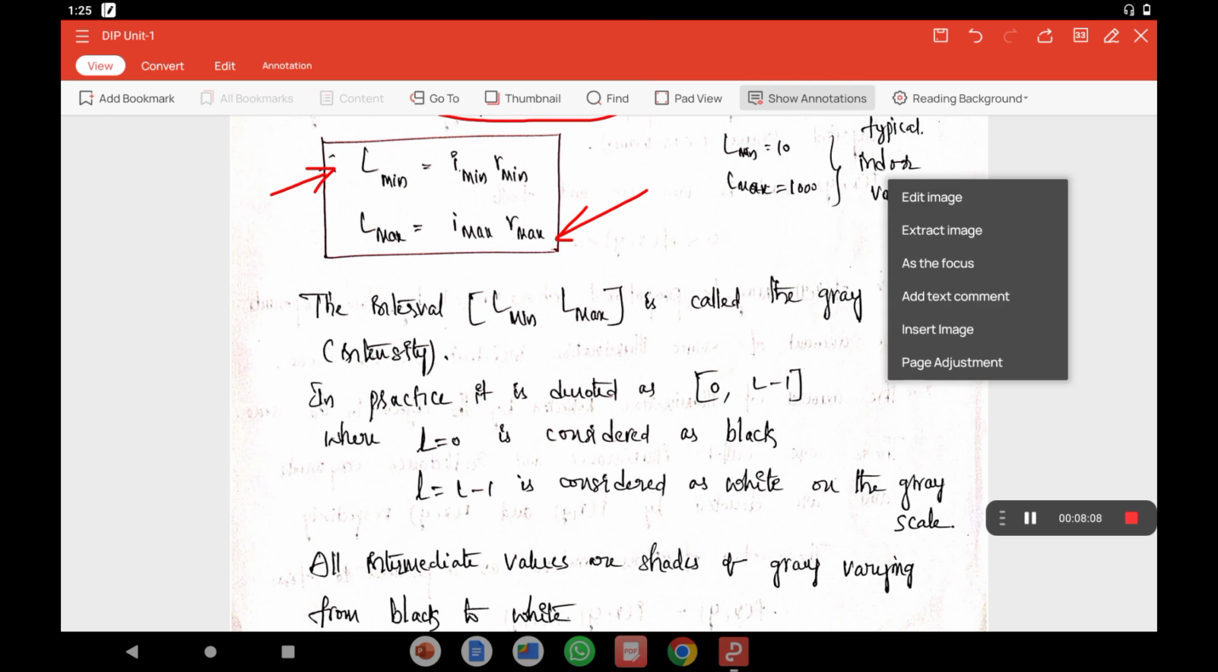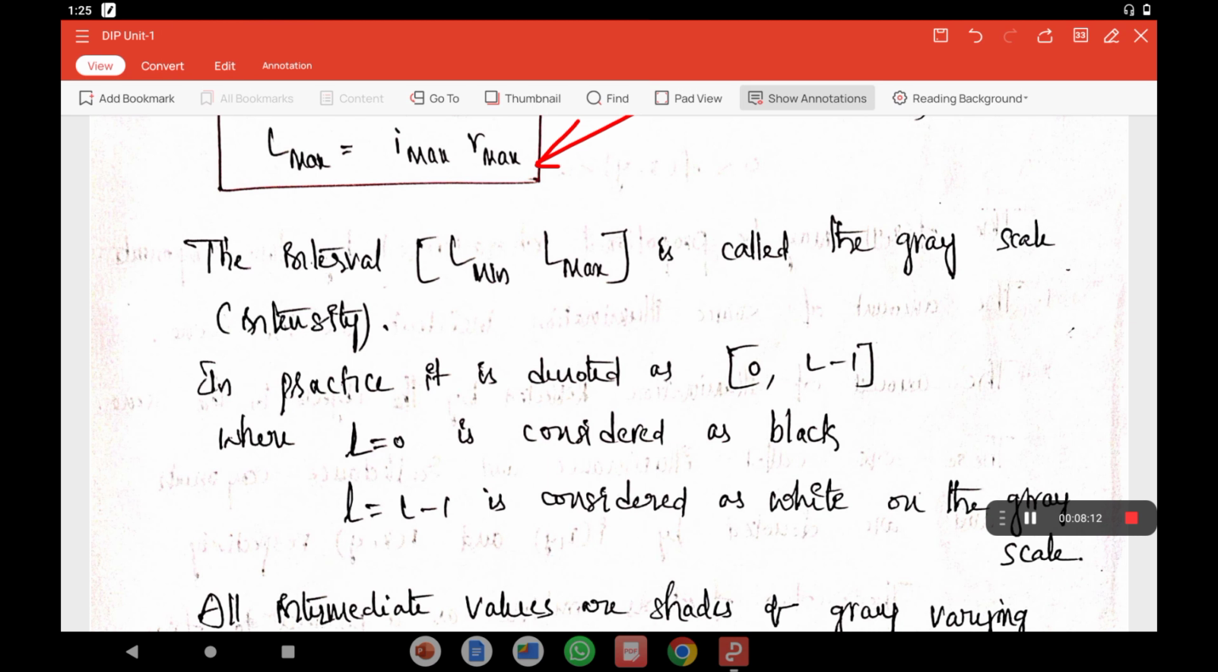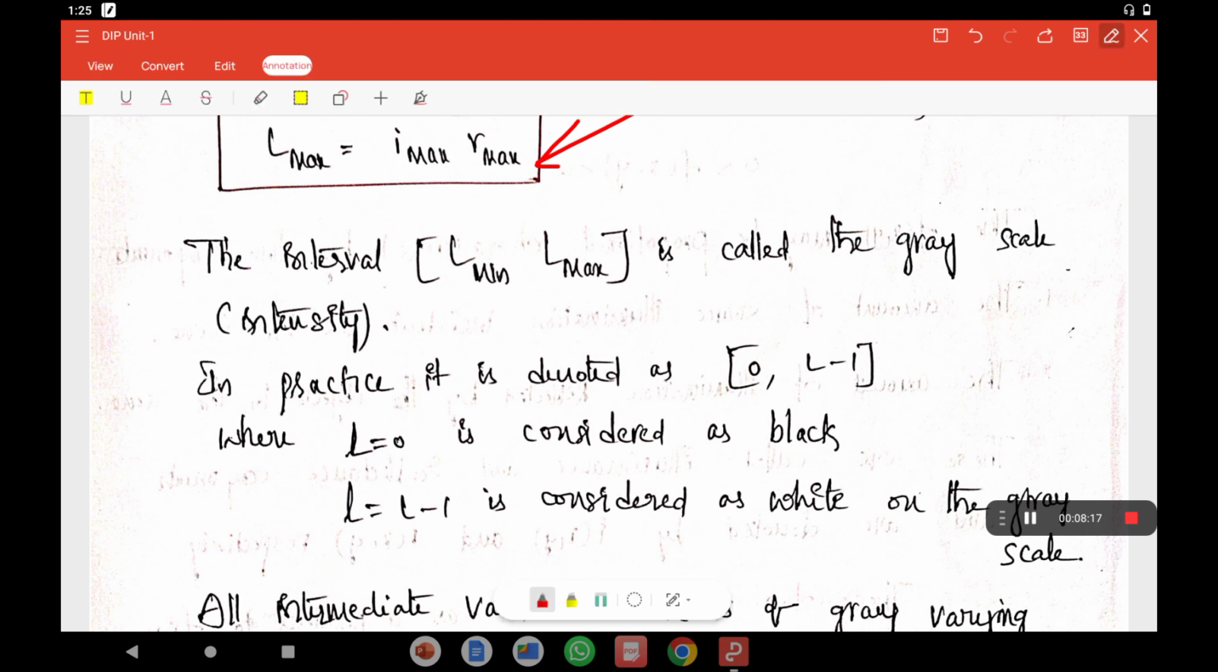The interval between L minimum and L max is generally called the grayscale. Okay, the range is generally called a grayscale value. L min to L max is called a grayscale. We can also call it intensity.